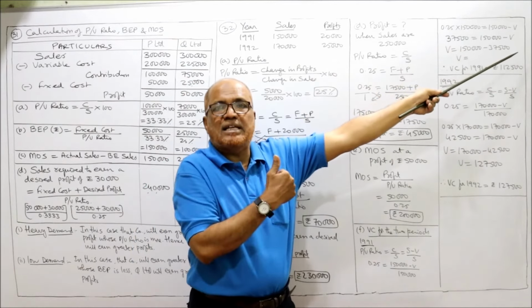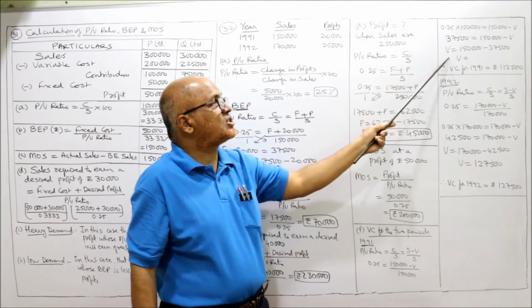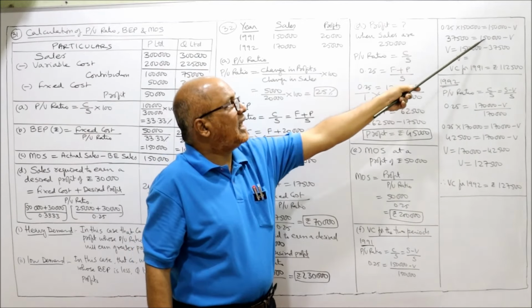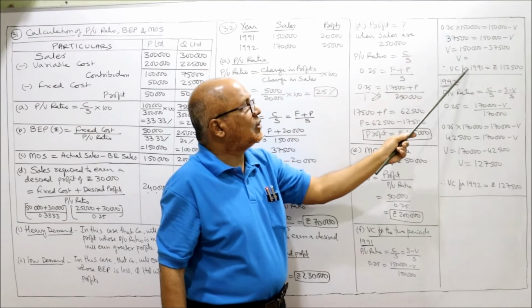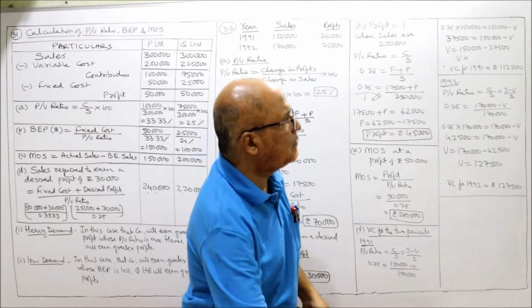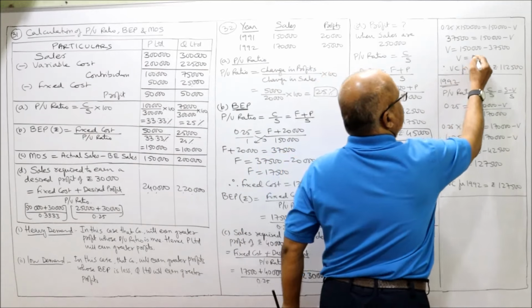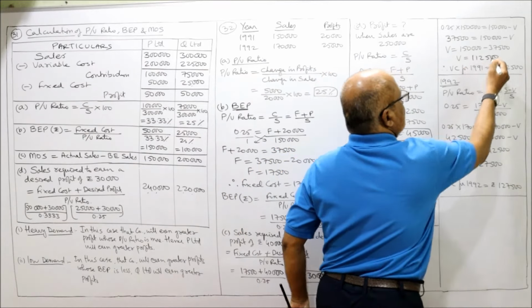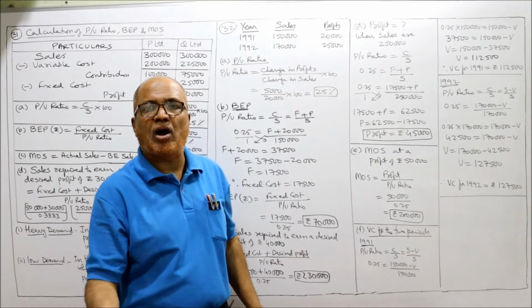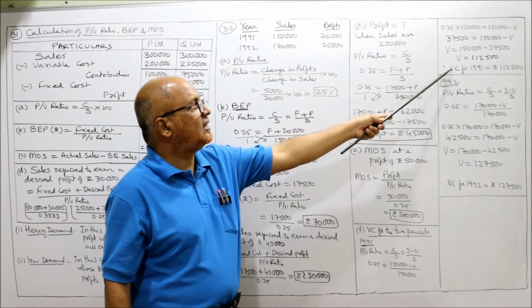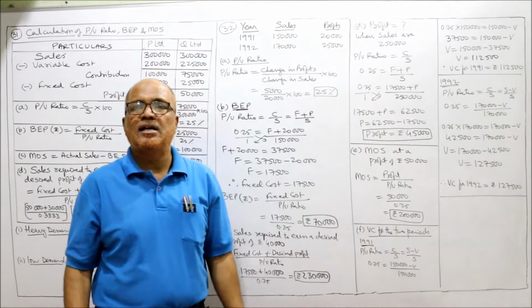Bring the V to LHS. Minus V will become plus V is equal to 1,50,000. This plus will become minus 37,500. So V is equal to 1,12,500. What is V? Variable cost. The variable cost for 1991 is 1,12,500.